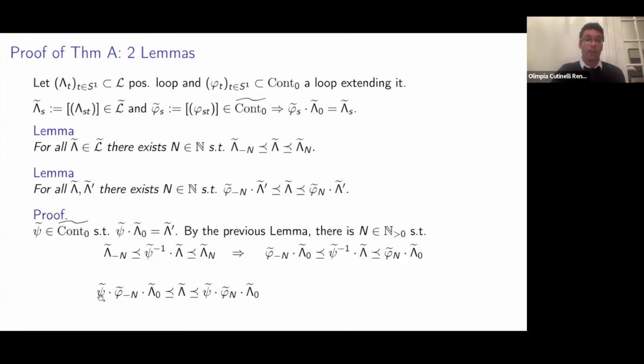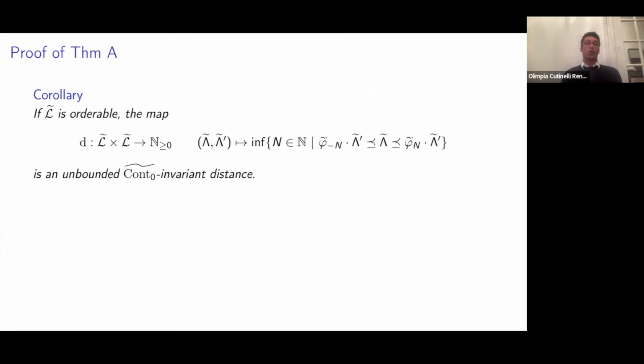So then I use the fact that it commutes with psi to get the last inequality. Since it commutes with psi and psi lambda 0 is equal to lambda prime, we get the proof of the lemma. Okay. So now, if everyone agrees with that, I go to the proof of theorem A.